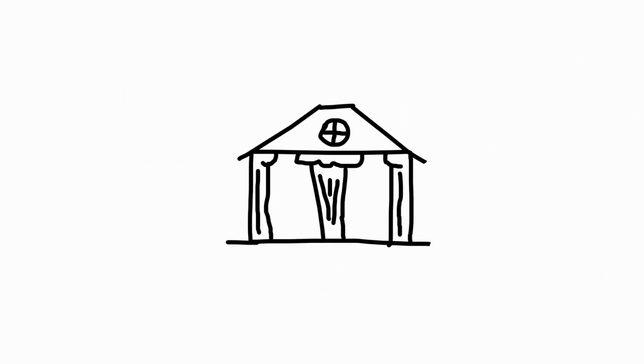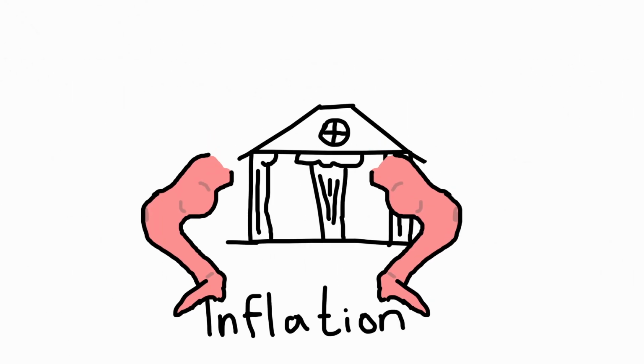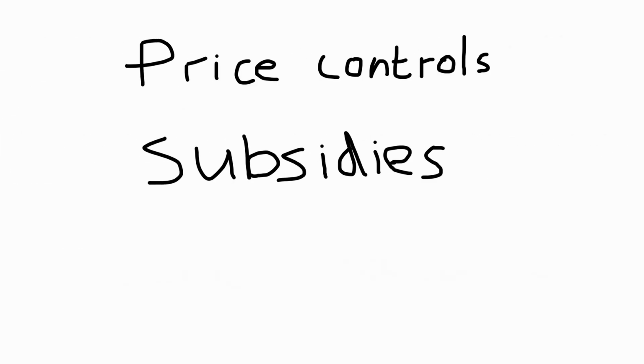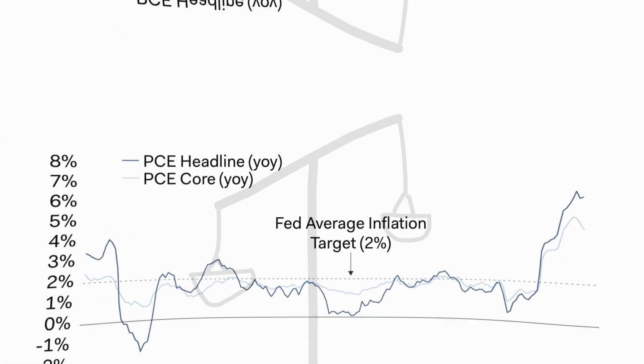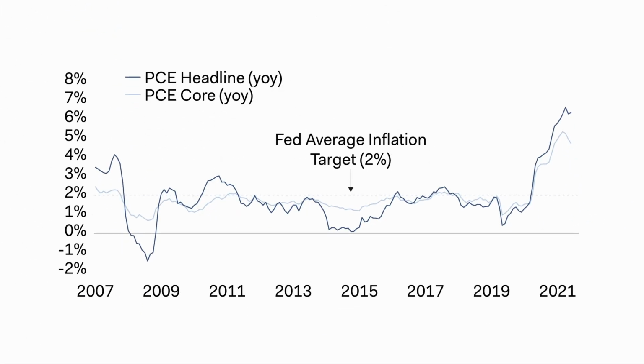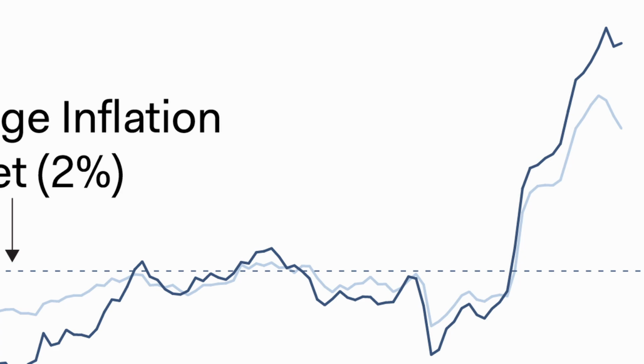Repressed inflation. Repressed inflation occurs when the government artificially suppresses inflation through price controls, subsidies, or other measures. While this may temporarily keep prices low, it can create imbalances in the economy and lead to pent-up inflationary pressures that can erupt once the controls are lifted.